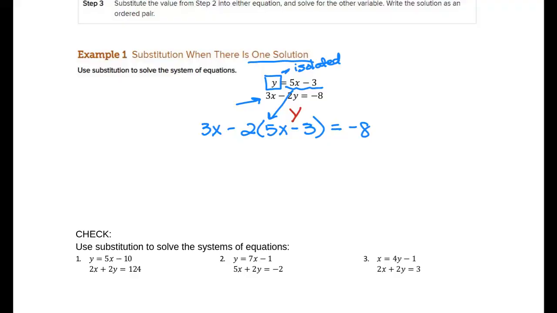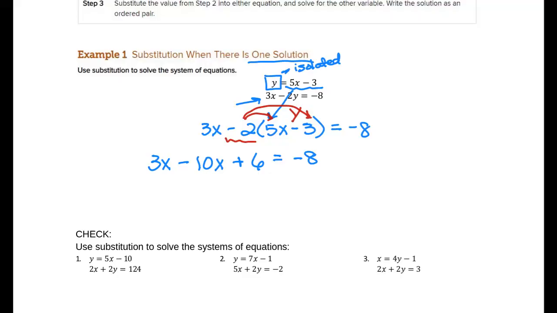So as I look at that equation where we substituted in for y, I need to do some distributing. That means I'm going to have to multiply. I have this negative 2 that I'm going to distribute with 5x and negative 2 with negative 3. So the first term's just going to stay the same, 3x, and negative 2 times 5x is going to be negative 10x. And negative 2 times negative 3 is going to be plus 6. And that's equal to negative 8.